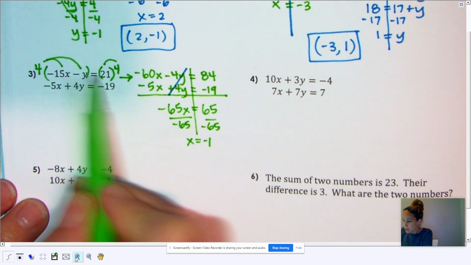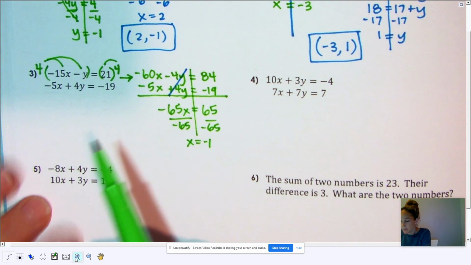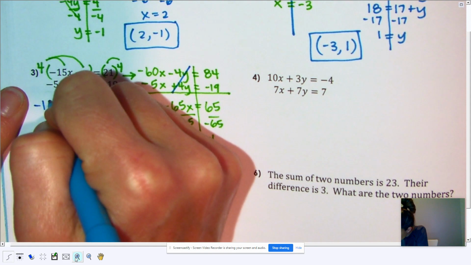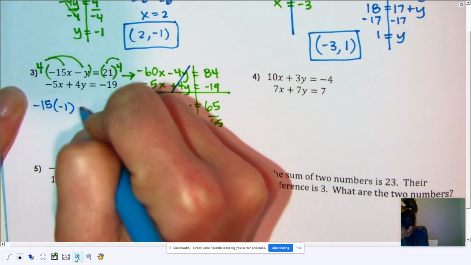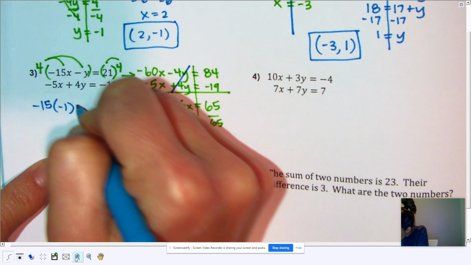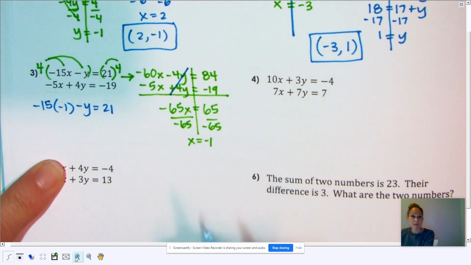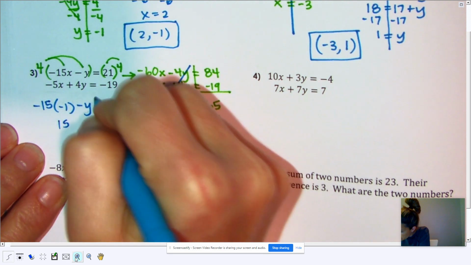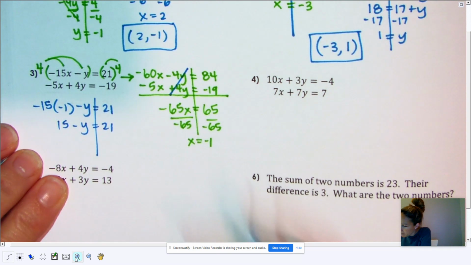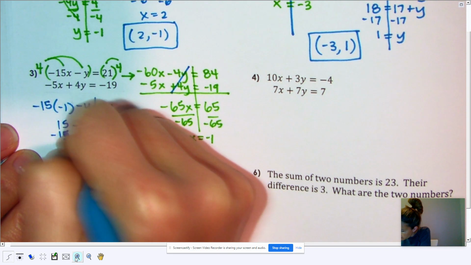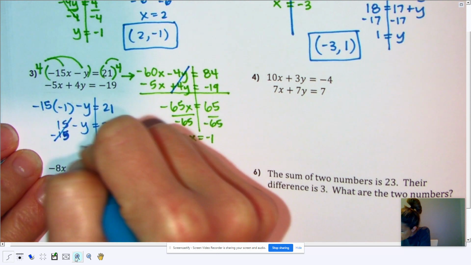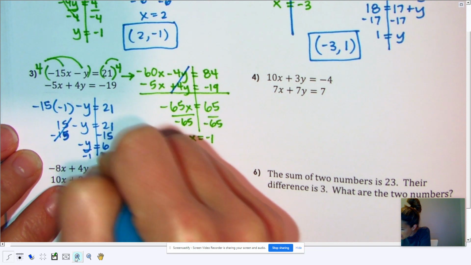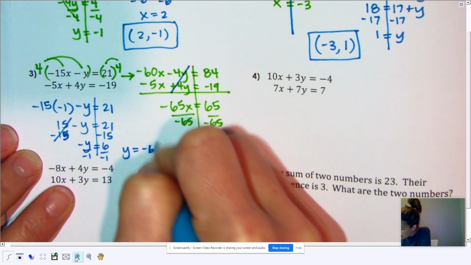Now I'm going to plug it back in. I think I'm going to go for the top equation. You could go for whatever one you want. So I'm going to plug in the negative 1. So I'm going to go negative 15, instead of x, I'm going to write negative 1. Then there's a minus y and then equals 21. Remember, we're going back to the original equation just because the numbers are a little bit smaller. So I have positive 15, take away y is equal to 21. I'm going to subtract the 15 on both sides. So I get negative y equals positive 6. I'm going to divide by that negative 1, so I get a plain y equals negative 6.